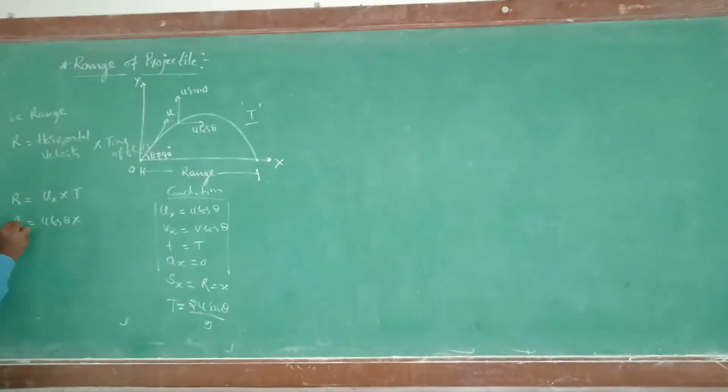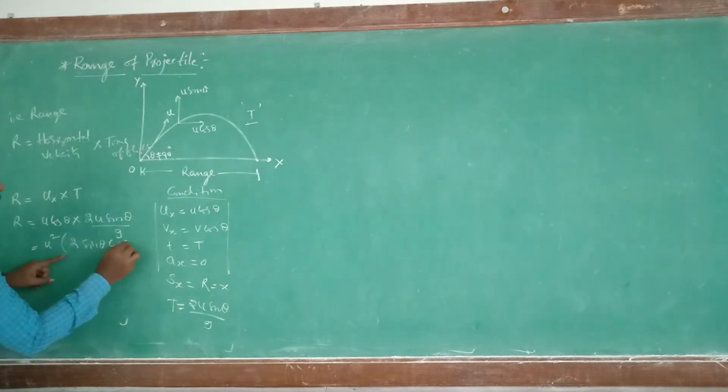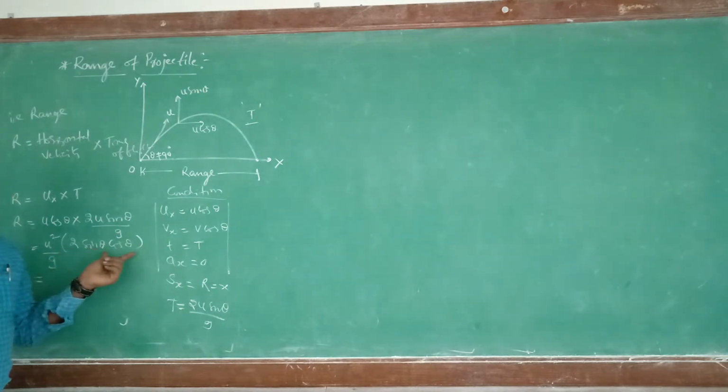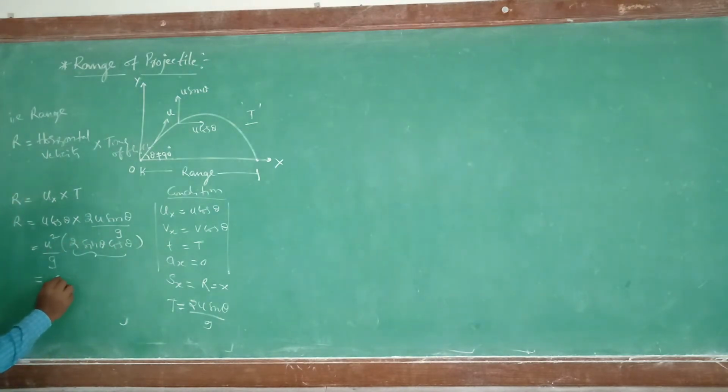So R is equal to u cos theta into 2u sin theta by g. This is u and u, so we get u square and 2 into sin theta into cos theta by g. Clear? So this is in the form of 2 sin theta cos theta. This is the form of 2 sin a cos a, and 2 sin a cos a, we know, is sin 2a.